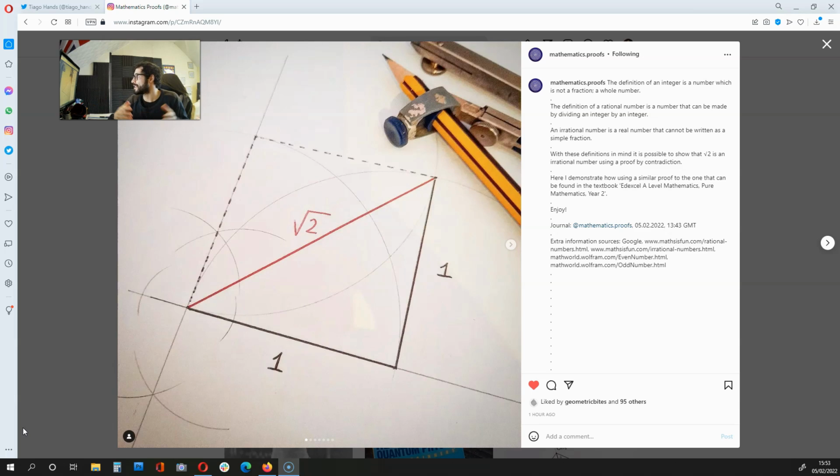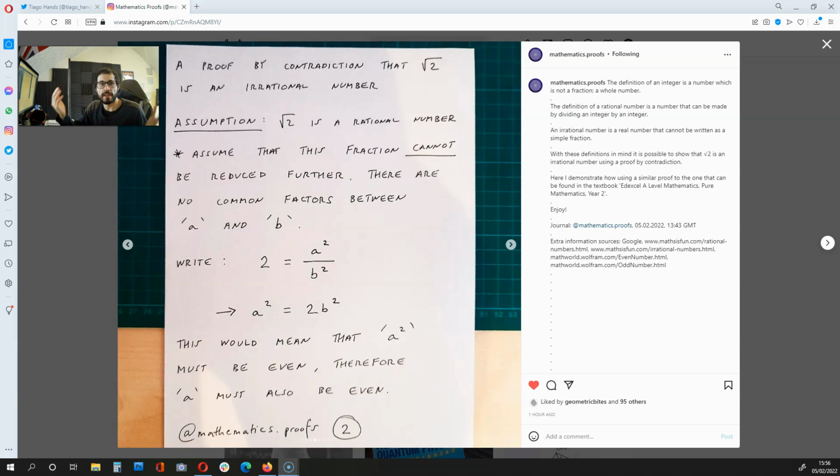The first is the definition of an integer: a number which is not a fraction. It is a whole number. The definition of a rational number is a number that can be made by dividing an integer by an integer. And an irrational number is a real number that cannot be written as a simple fraction. So what I'm going to be showing you is a proof by contradiction that root 2 is an irrational number.